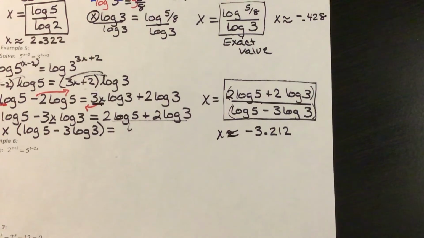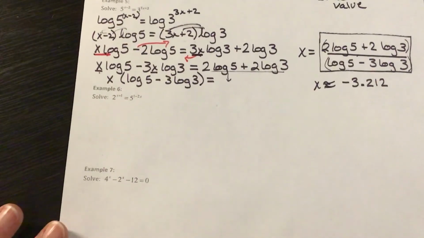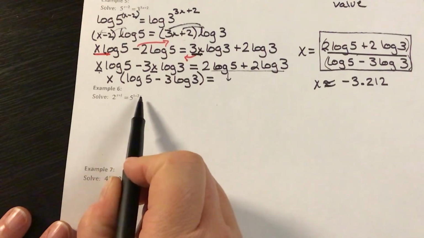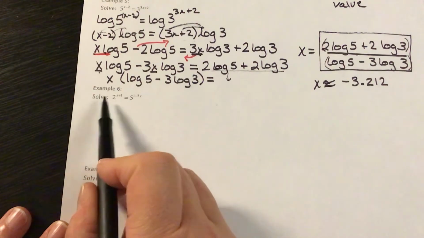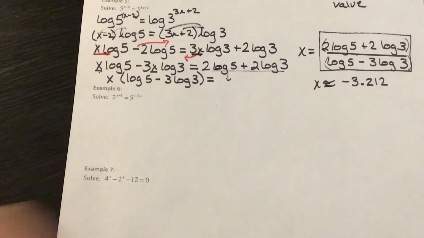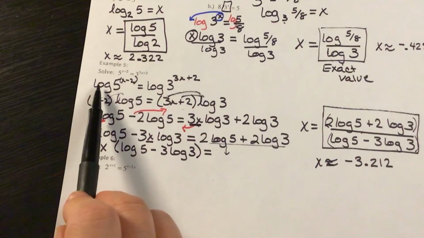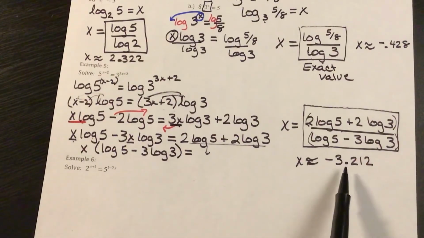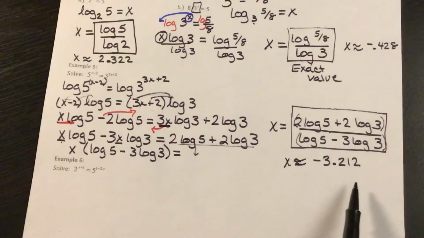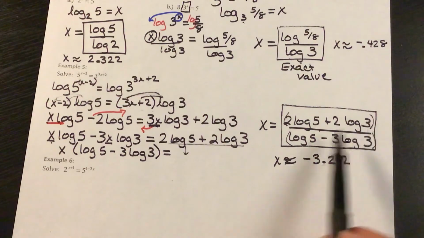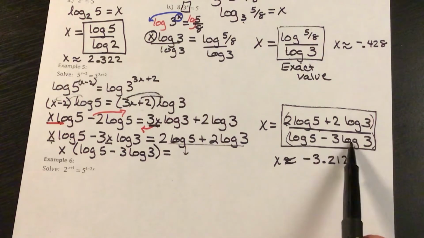All right, so example 6 is very similar. I have my variable in the exponent, so I need to get the variable out by taking the log of both sides. Now I noticed in your textbook that they use the natural log, and up here, if I would have done natural log on both sides, that would have worked as well, and I would have ended up with the same value. I would have just had 2 ln of 5 plus 2 ln of 3 divided by ln 5 minus 3 ln 3.